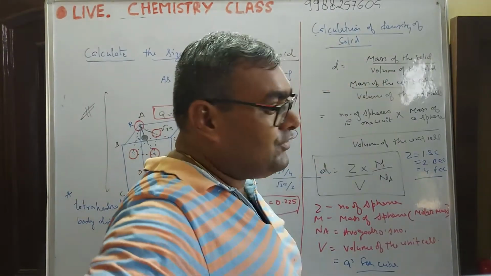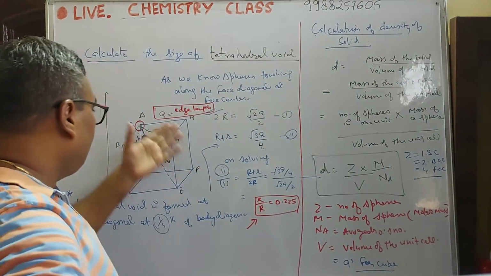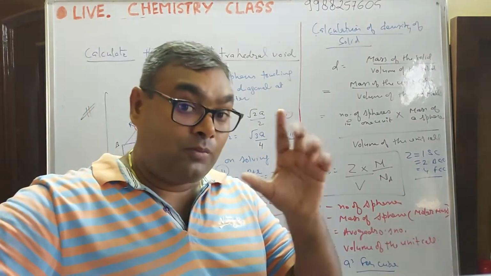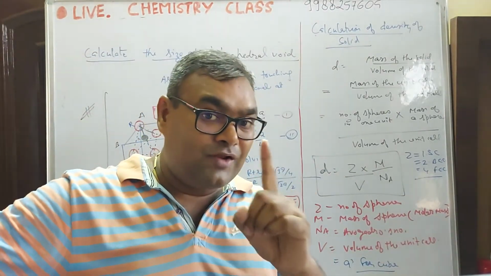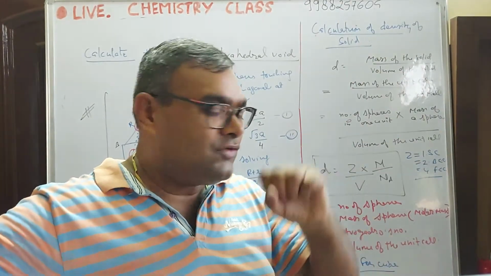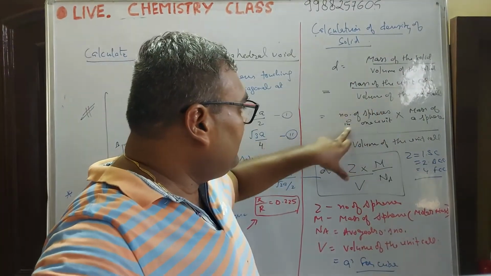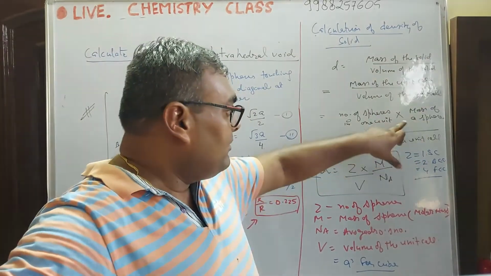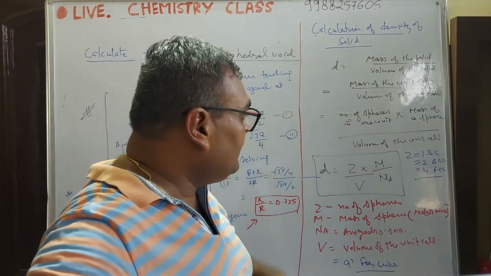नाउ मास ऑफ द यूनिट सेल, you know, in one unit how many number of spheres are there, and mass of one sphere, how many number of total spheres multiplied by mass of one sphere, it will give you the mass of the whole unit. Number of spheres in the unit, multiplied by mass of one sphere, divided by volume of the unit cell.